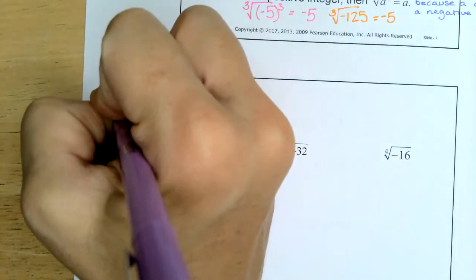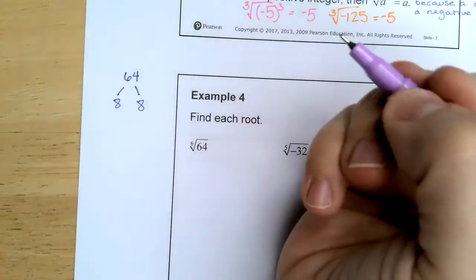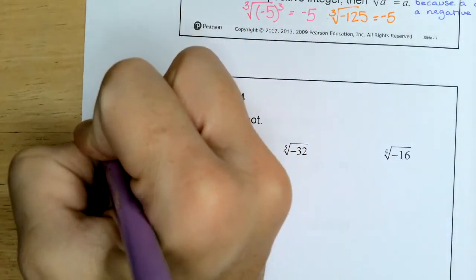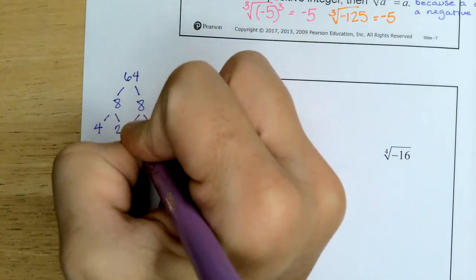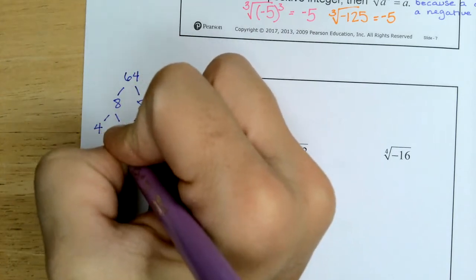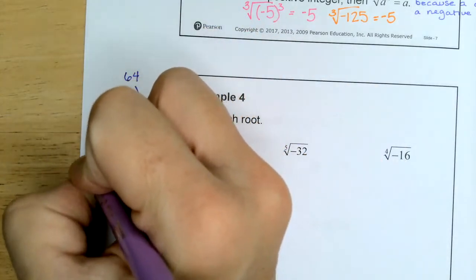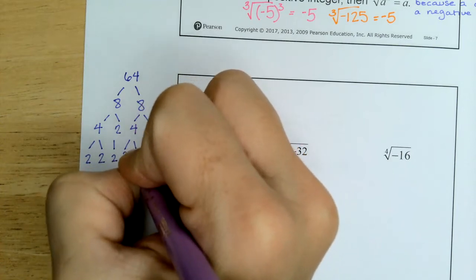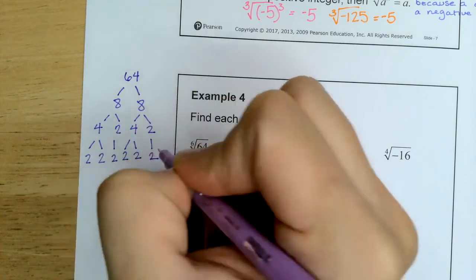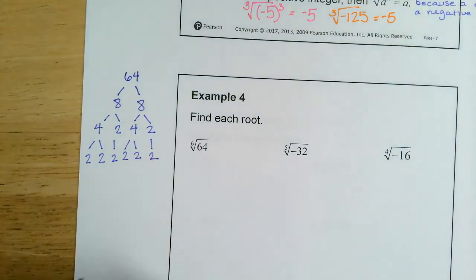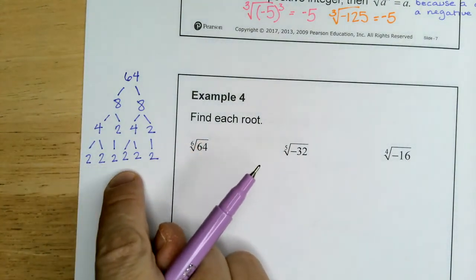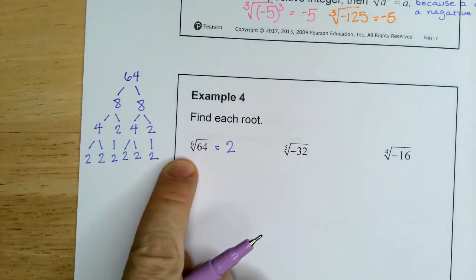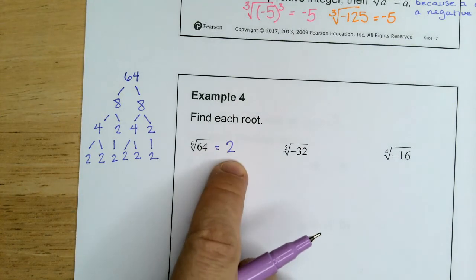We'll say it's 8 and 8, right? And then 8 becomes 4 and 2. 2 is prime, so we'll leave that alone. 4 becomes 2 and 2. 2 times 2 times 2 times 2 times 2 times 2. Multiply that all straight across, you get 64. 1, 2, 3, 4, 5, 6. So there are 6 2's. So I can say the 6th root of 64 is 2.